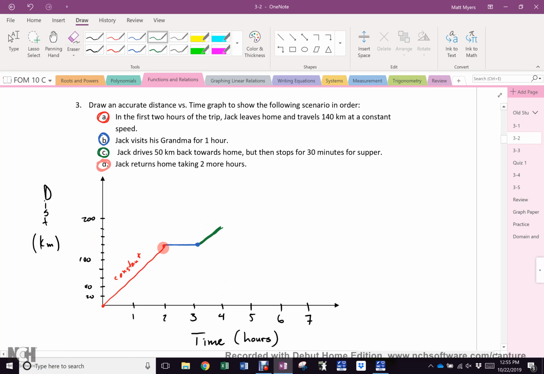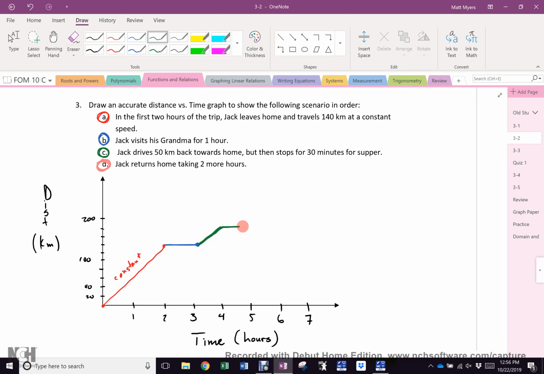Then what do I do for half an hour? Or what does Jack do for half an hour? He eats. So what happens to his distance? Stays the same. Does time stop? Does time ever stop? No. So we go out half an hour till like 4:15, right? Everybody cool?